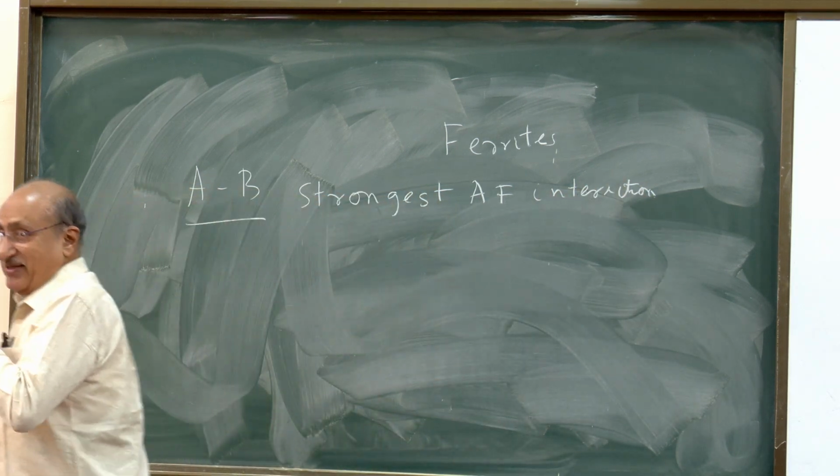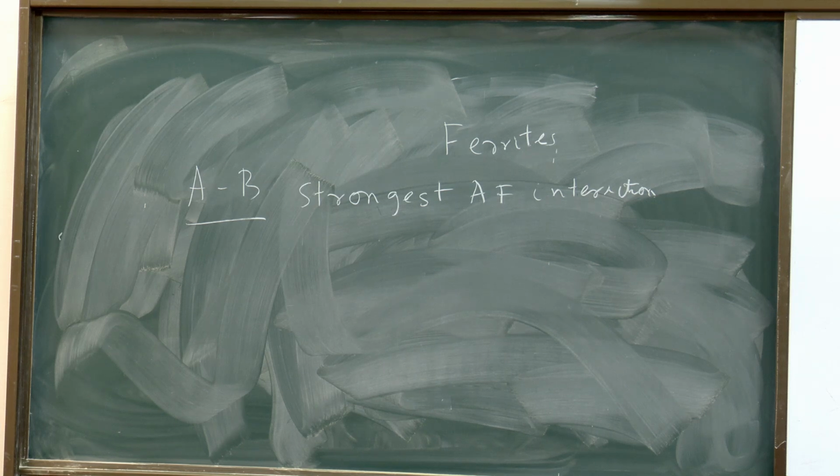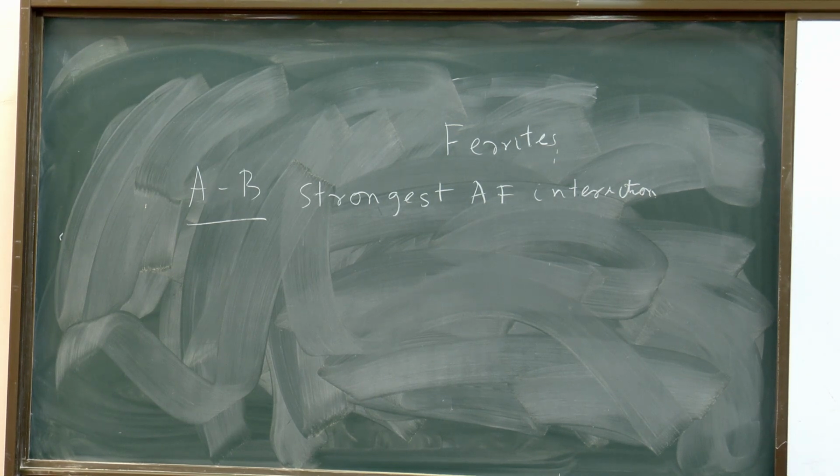And when present, mind my language, when present, it will dominate over AA and AB exchanges. All right, so what is the exchange interaction between A and A and B and B? We will not care for it, though that happens also to be antiferromagnetic, but he does not care about it.